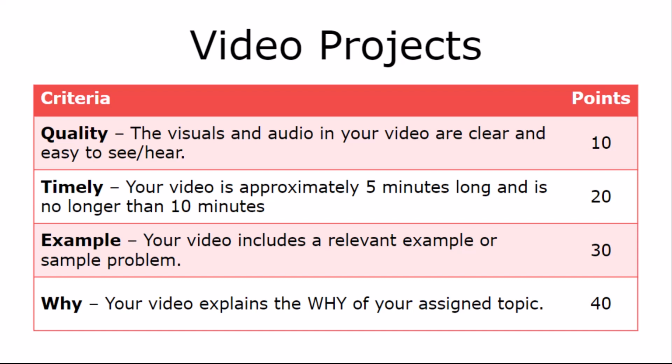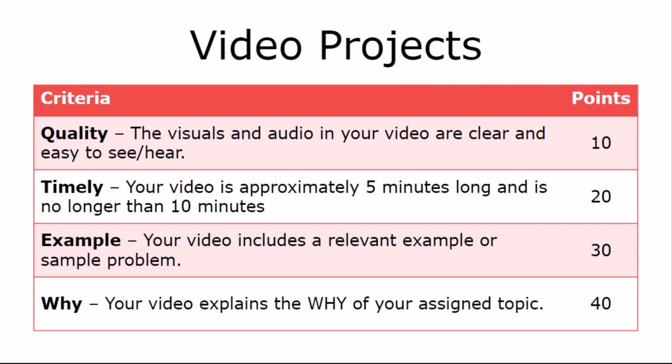The second criteria is that your video should be approximately 5 minutes long and it should never be longer than 10 minutes. So in this video, the Pythagorean theorem is a relatively complicated formula to explain. And so it took me about 8 minutes to give the example and also explain the why of the formula. So some of your videos may be longer than 5 minutes, but they shouldn't ever be longer than 10 minutes. So that's the timely piece.